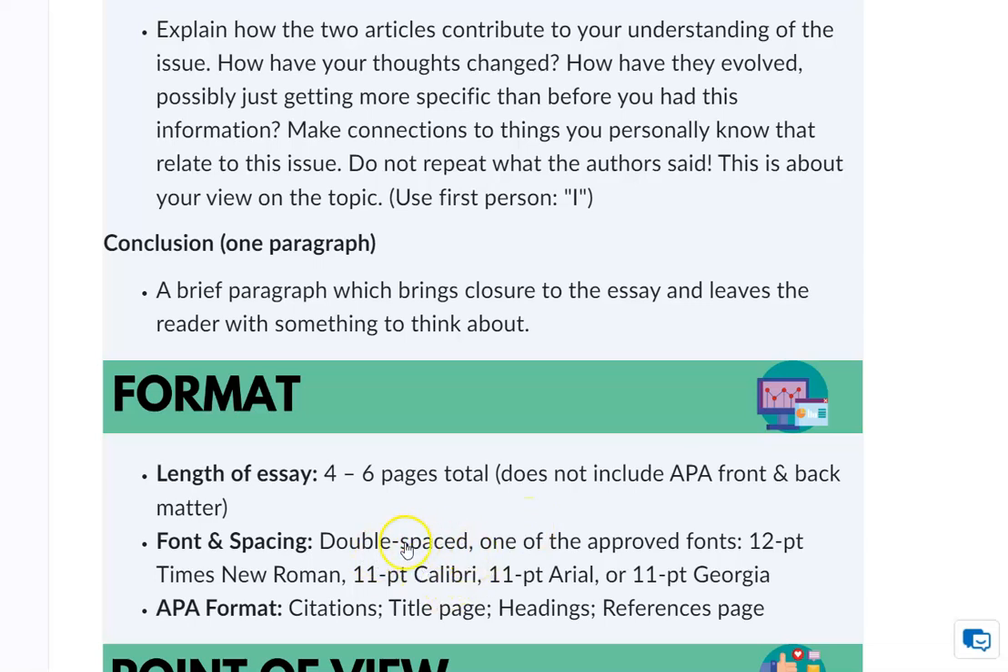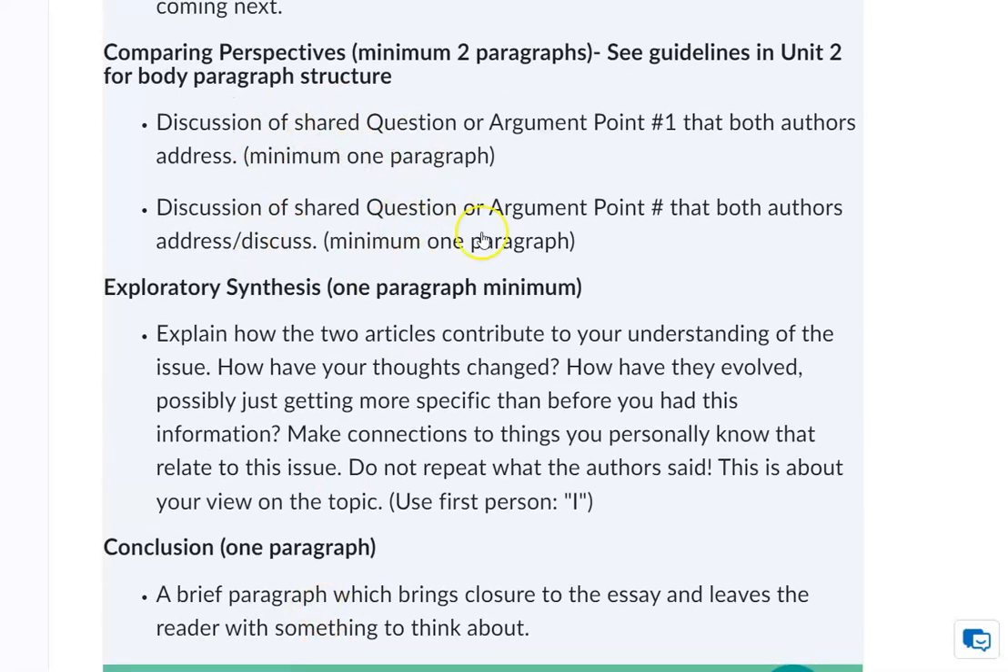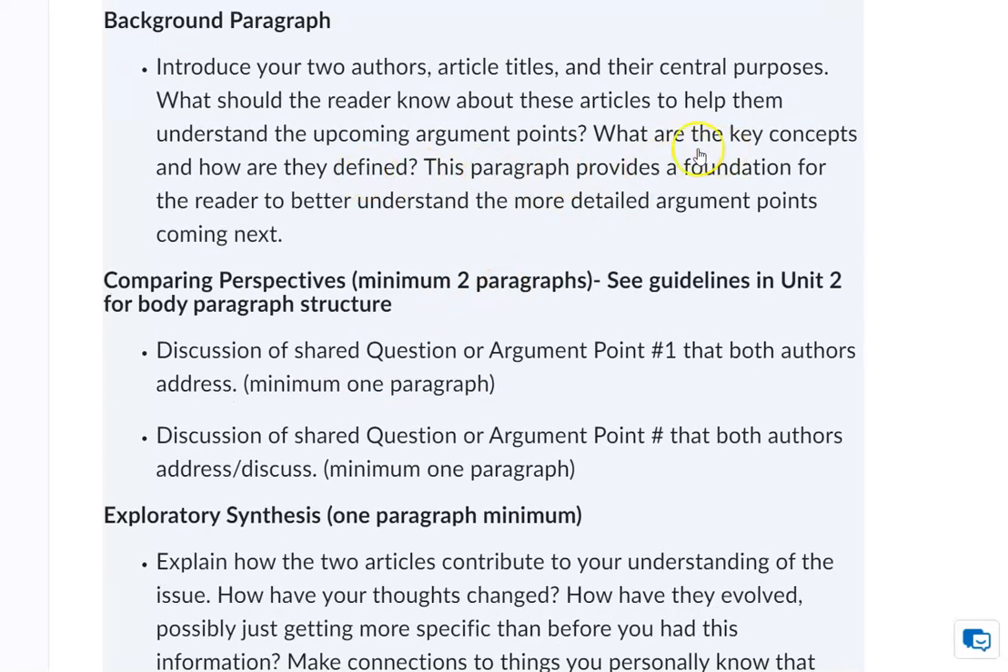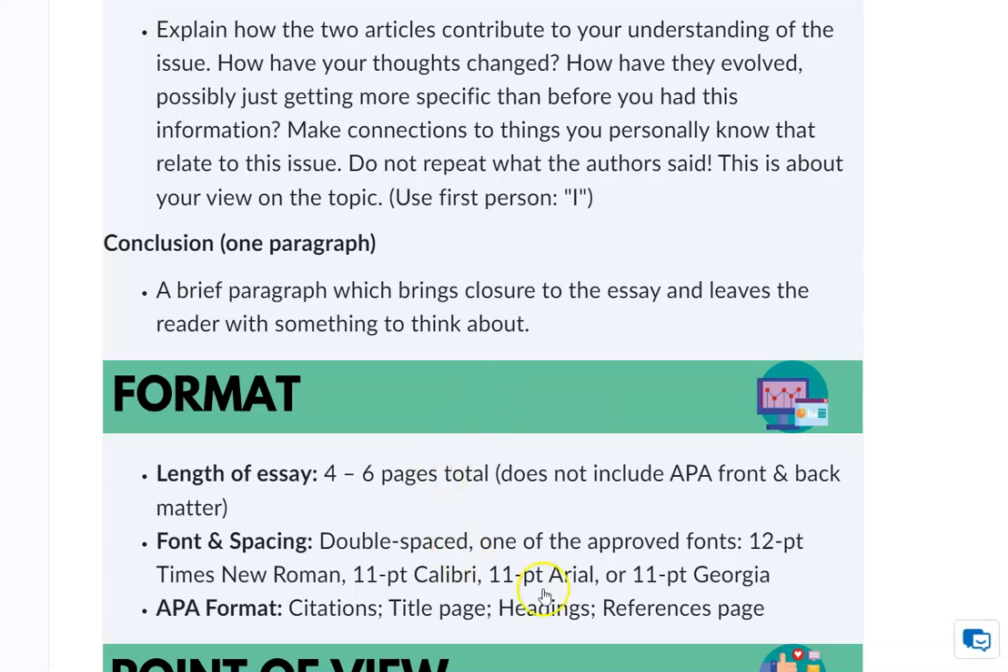Keep in mind, APA does have spacing and font requirements, and then of course in-text citations to document all of your textual evidence that you'll be using. You may have textual evidence in terms of key concepts to be defined. You'll definitely have textual evidence where you're comparing the perspectives, so you'll have your in-text citations. You'll have a matching references page. You should have headings throughout your paper, and of course a title page.